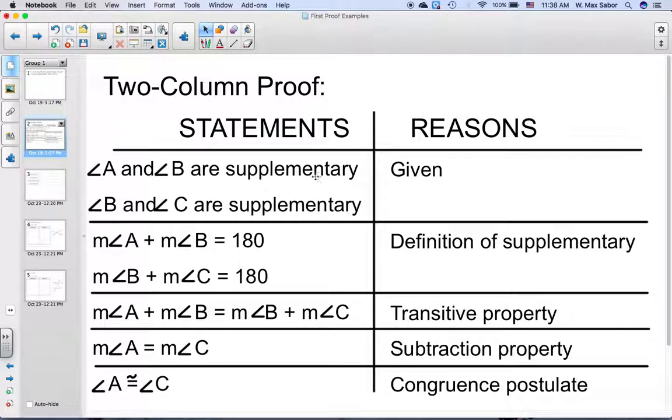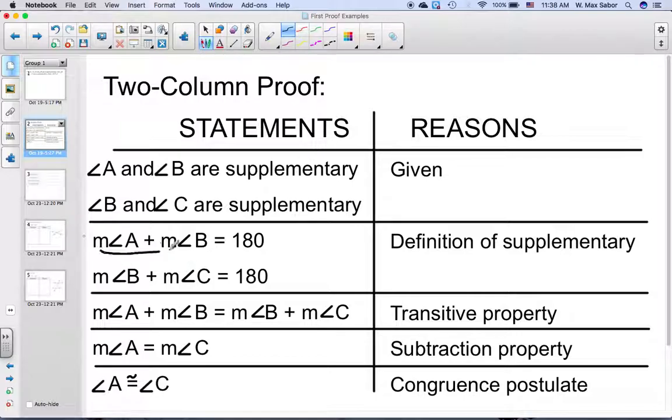Then the next line is that once they're supplementary, that causes them to add up to 180 degrees, because that's the definition of supplementary. Then, because these two things are both equal to 180, they have to be equal to each other. So the measure of angle A plus the measure of angle B equals the measure of angle B plus the measure of angle C.